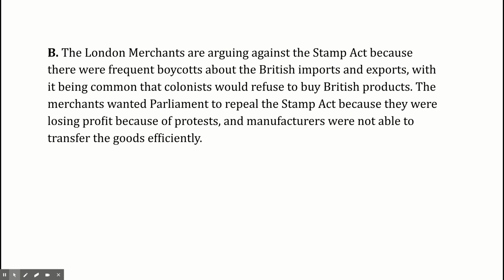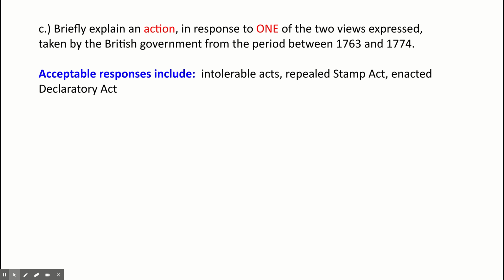So an example you could have given, this is from a student, the London merchants are arguing against the Stamp Act because there were frequent boycotts about the British imports and exports, with it being common that colonists would refuse to buy British products. The merchants wanted Parliament to repeal the Stamp Act because they were losing profit because of protests, and manufacturers were not able to transfer the goods efficiently. So that's perfect.